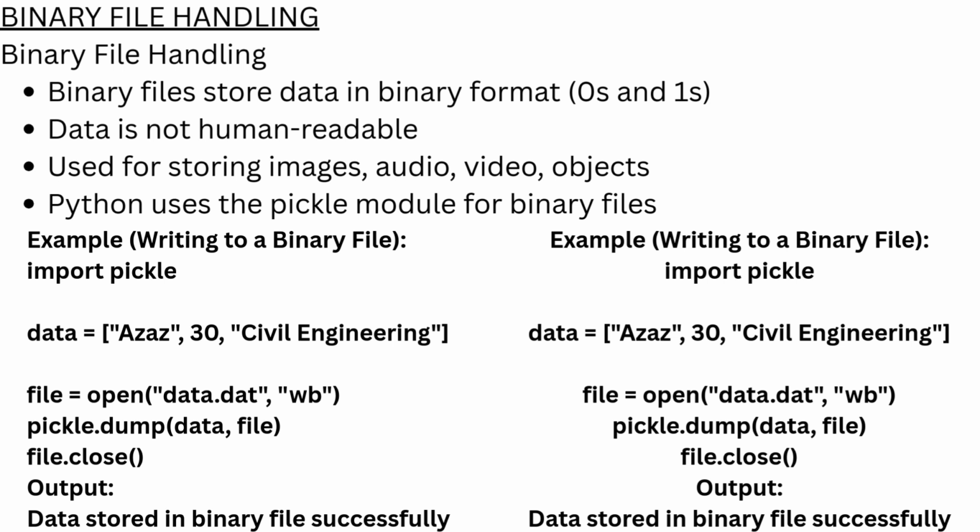Binary file handling is used when data needs to be stored in binary form. Binary files are not readable like text files, but they are more efficient and secure. Python provides the pickle module to store and retrieve Python objects in binary format. In the first example, we store a list containing student details into a binary file. In the second example, we read the data back from the binary file and display it. Binary files are commonly used to store images, videos, and complex data structures.